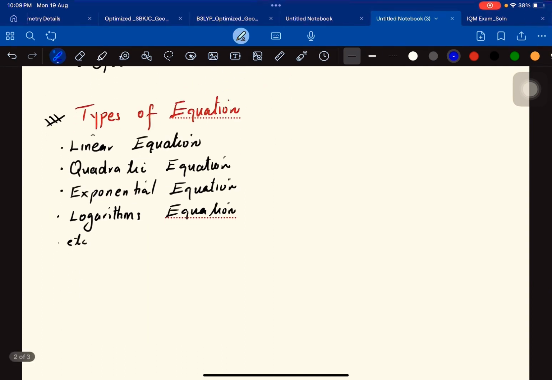Okay, we also look at the types of equations. Now, we have a series of equations. For instance, we have the linear equation, which is always in the form of ax plus b equals 0, where a and b are constants and x is the variable. We have the quadratic equation, which is normally in the form of ax squared plus bx plus c equals 0, where x is the variable, and a, b, c are the constants.